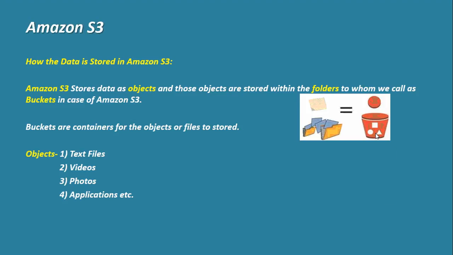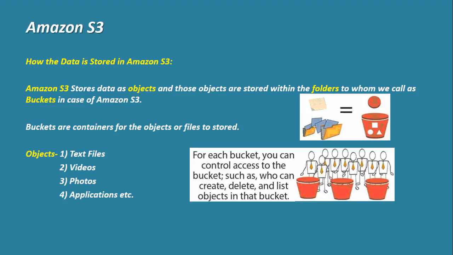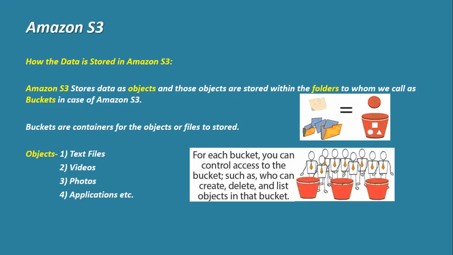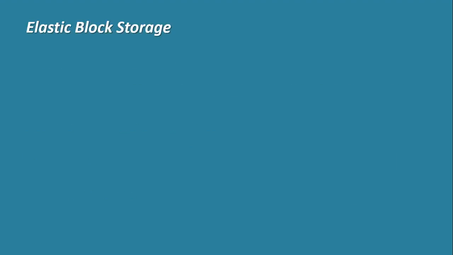For each bucket, you can control the access to the bucket, such as who can create, delete, or list the objects in the bucket. So if out of these 4 users you want them to access these buckets, you can provide it. Similarly, you can use identity and access management to provide access to the different buckets, so that which data will be accessed by which user in which bucket. So this is basically object storage.